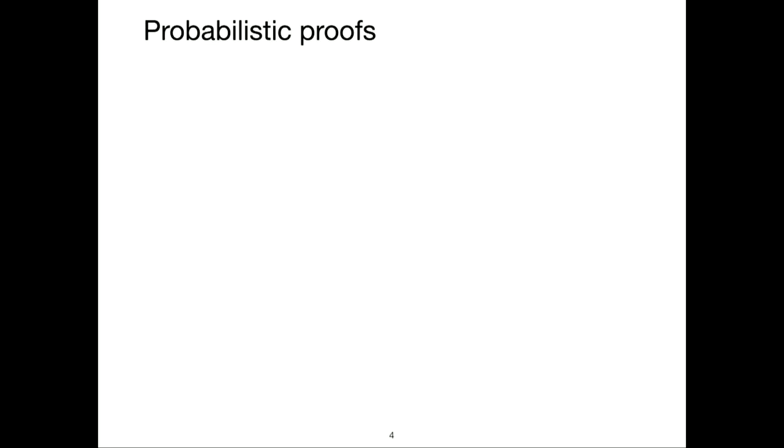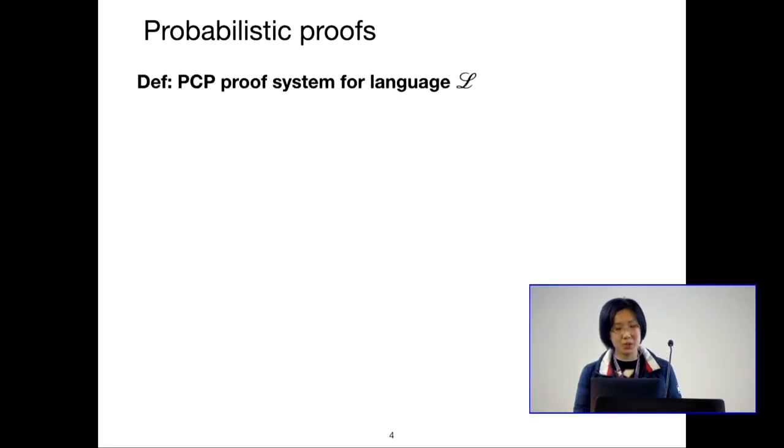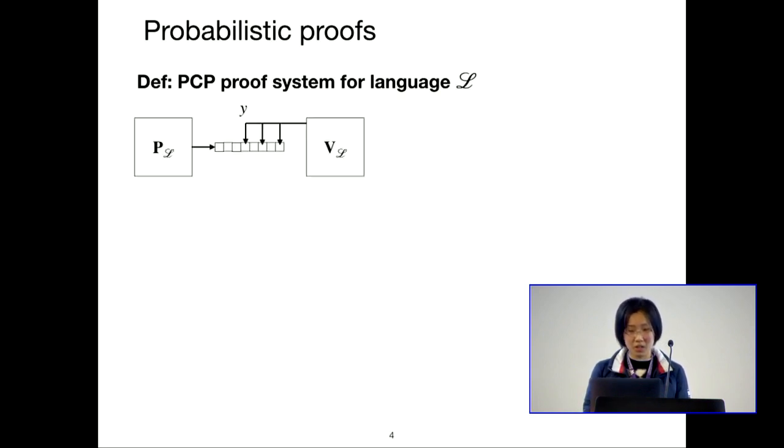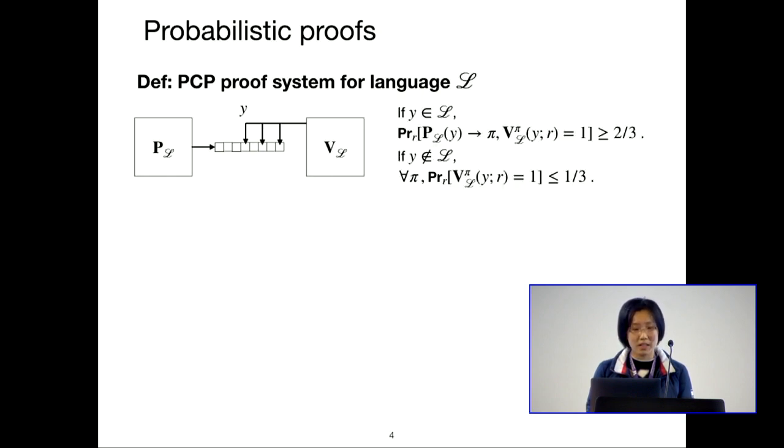There are many different types of probabilistic proofs. I will use the PCP proof system as an example. We recall that a PCP proof system for a language consists of a prover and a verifier. On input y, the prover will produce a proof string, which the verifier probabilistically checks at a couple of locations, and then the verifier outputs whether it accepts this instance or not. We have the requirement that if this input is inside the language, then the verifier should accept with high probability, and if it's not inside the language, no matter what the prover produces, the verifier should reject with high probability.